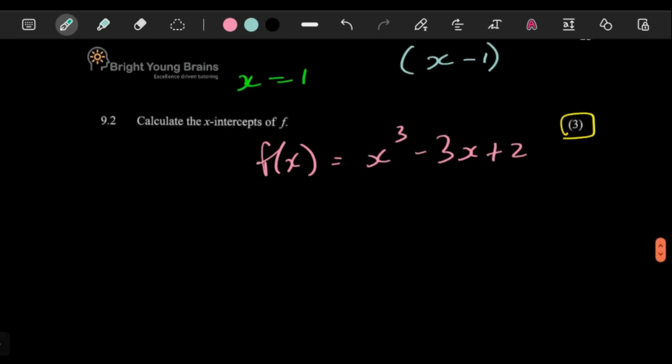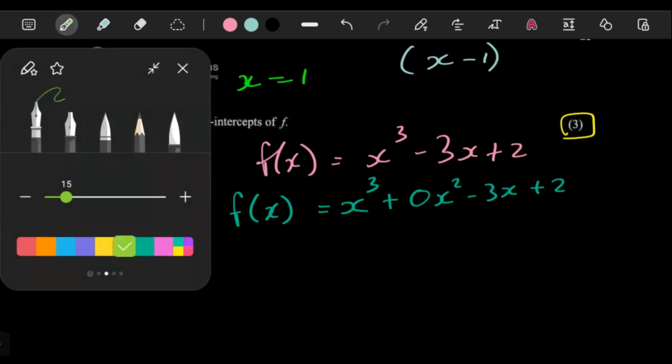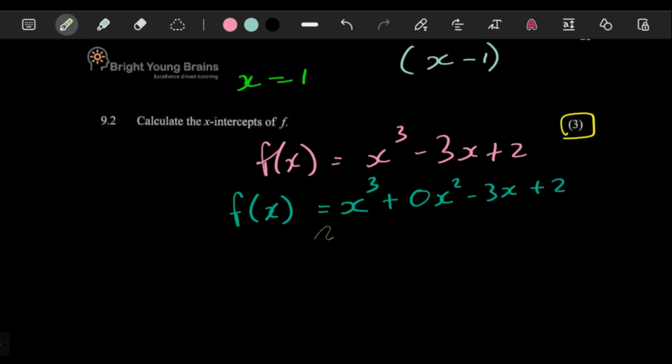The first thing is you want to make sure that your equation is in standard form. So standard form means that you have to have an exponent of 3, an exponent of 2, and then an exponent of 1. And then this is technically x to the power of 0. So when you write it out, you can put x to the power of 3. Since there's nothing with x squared here, you can put plus 0 x squared, and then minus 3x, and then plus 2. So with all that being done, what we do know is the following.